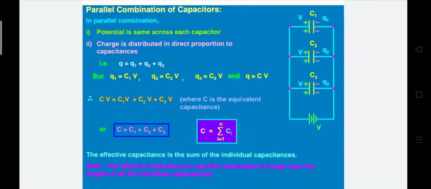Now if you remember this, here the equivalent capacitance is greater than the greatest capacitance of an individual capacitor in the combination. For example, if we have again two capacitors of capacitance 2 and 3 microfarad connected in parallel, then the equivalent capacitance will be equal to 2 plus 3 equal to 5 microfarad. That is greater than 3 microfarad. That is what the statement means: the equivalent capacitance will be greater than the greatest capacitance of a capacitor used here.